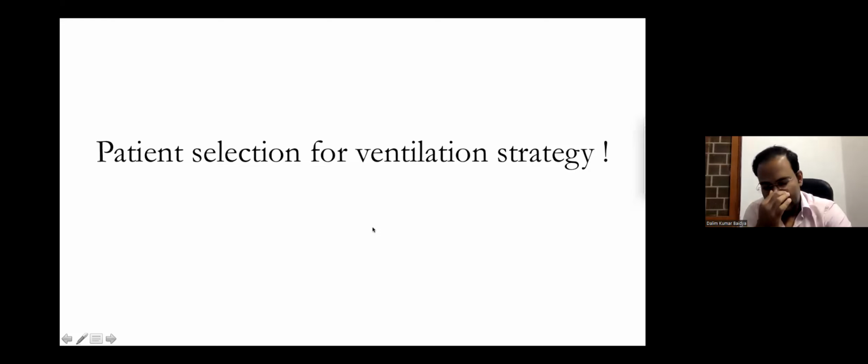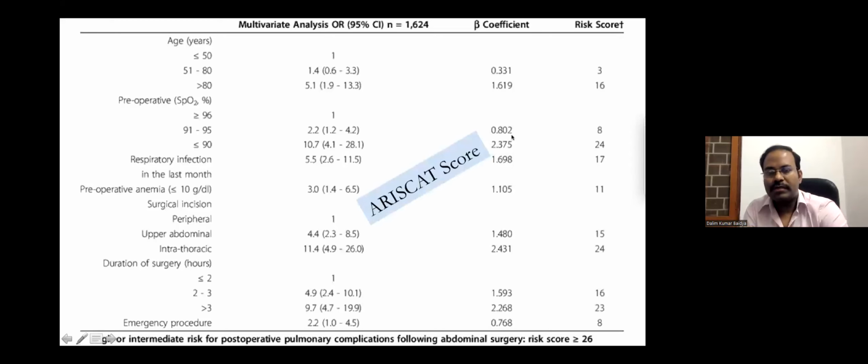Now it's important that we know which patients to select. Should we use all these strategies in all patients coming for abdominal surgery? I don't have the answer, but of course, in certain high-risk groups where the chances of POPC are high, we should always use it. So a wonderful scoring system has been devised, which is called the ARISCAT score. This has been devised based on data from a lot of patients, 1,624 patients. Based on multivariate analysis, they found out what the important risk factors are, and based on the odds ratio of each risk factor, they gave risk score points also.